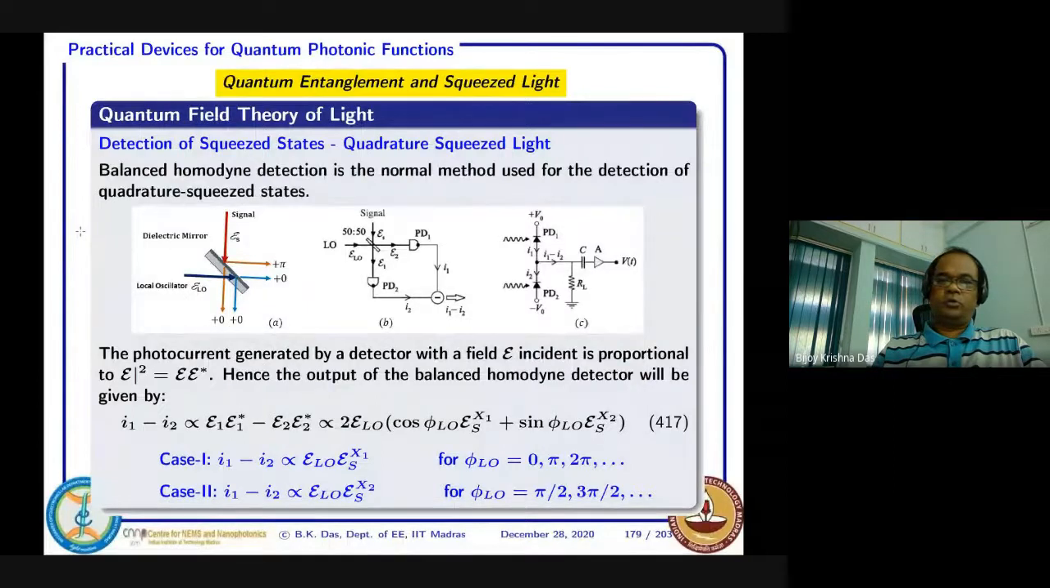So we discussed homodyne detection of squeezed light, quadrature squeezed light, right? So this is the circuit. Basically, you need a local oscillator, and then this signal means it is actually your so-called squeezed, quadrature squeezed light.